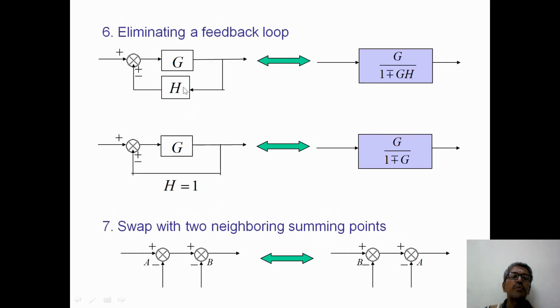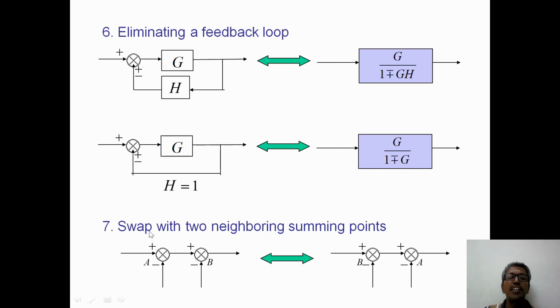So for the closed loop response, you have to eliminate the loop. G will be the block, H will be the feedback block. Here the symbols are plus, here they are minus. That means you have to reduce it into G divided by 1 minus or plus GH. If it is the plus symbol, it is G divided by 1 minus GH. If it is the minus symbol, you get G divided by 1 plus GH. In the case of unity feedback, H equals 1, so it will be G divided by 1 minus or plus G.